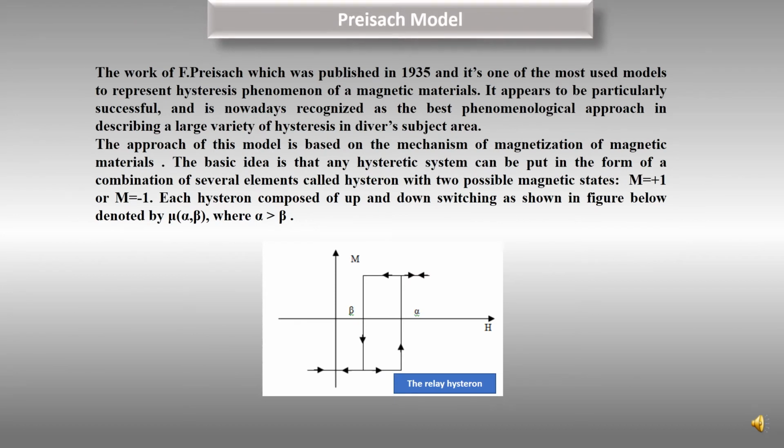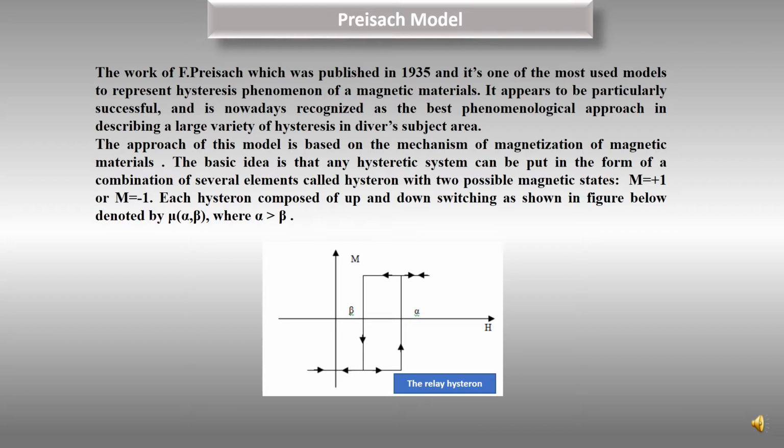The Preisach model is one of the most used models to represent the hysteretic phenomenon of magnetic materials, and any other hysteretic system is based on the work of Ferenc Preisach, which was published in 1935. It appeared to be particularly successful and is nowadays recognized as the best phenomenological approach in describing a large variety of hysteresis in diverse subject areas. The approach of this model is completely intuitive.